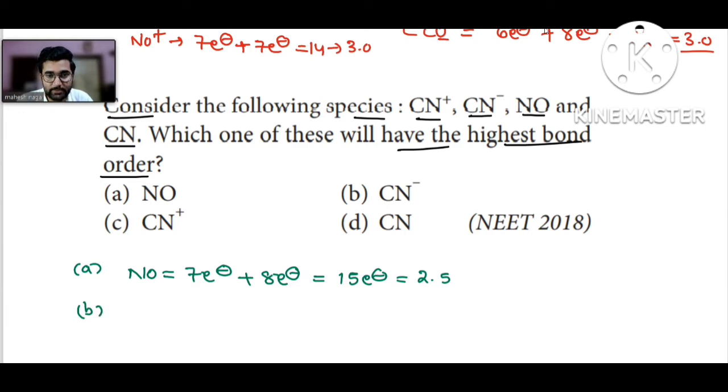Now let us see option B. Here CN minus: the number of electrons present in carbon is 6, because the atomic number is 6. Nitrogen generally has 7 electrons. Here the negative charge means the addition of 1 electron, so a total of 8 electrons. 14 electrons means its bond order is exactly 3.0. That means 3.